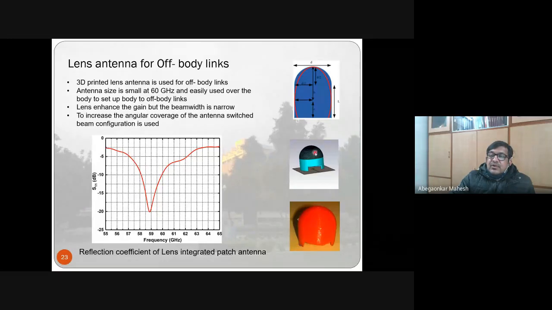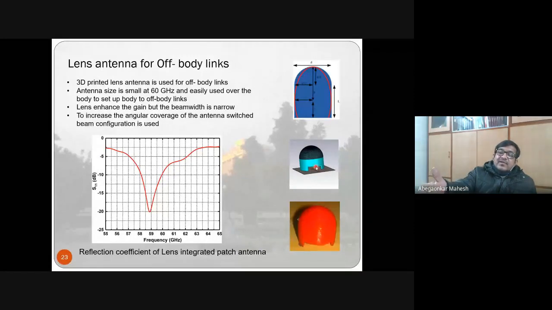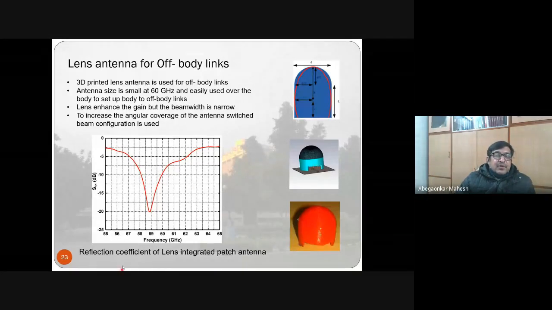Because at 60 gigahertz, the communication range is very small. So we use a lens to focus the power in a particular direction so that the gain increases, and as a result, your read range also increases. So this is the plot for impedance bandwidth. We can see that there is impedance bandwidth from about 58 gigahertz to 60 gigahertz.